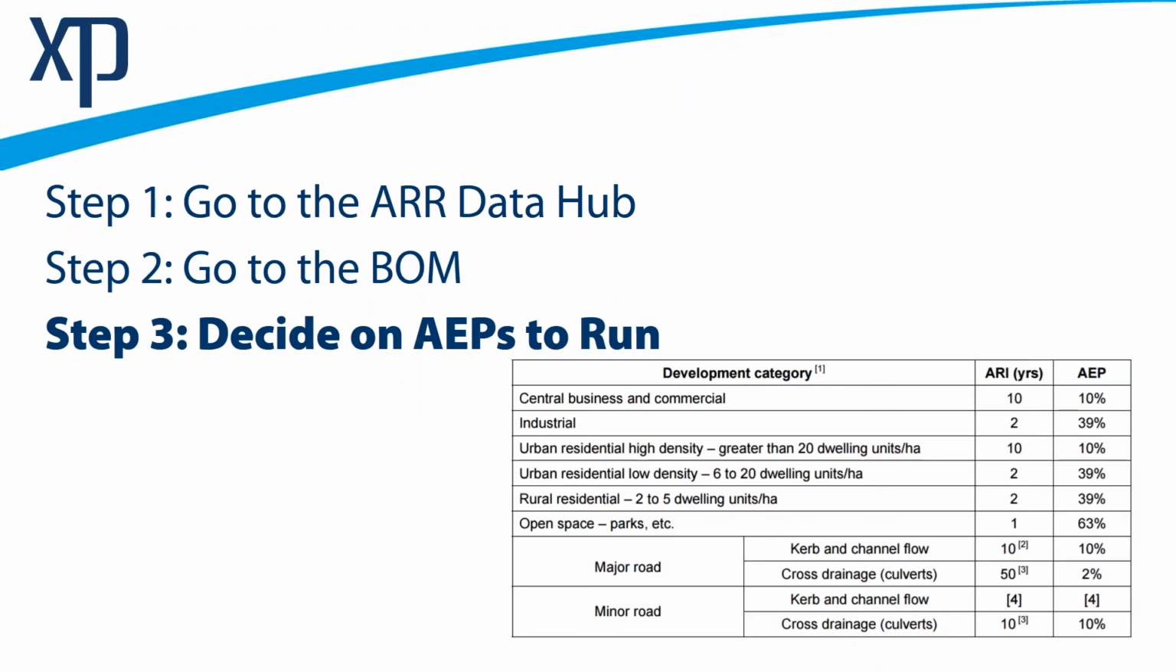Step 3, now that you've got all your information, you need to make some engineering decisions. You need to decide what AEPs do I need to run. Yeah, John, so a typical engineering project, you would do, say, a development. You're looking at urban areas, you might have a minor AEP of, say, 10% and a major AEP of, say, 1 or 2%. Nice. So you maybe don't need to run all the AEPs.